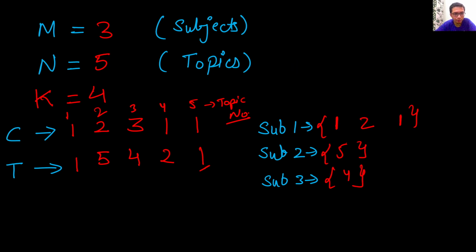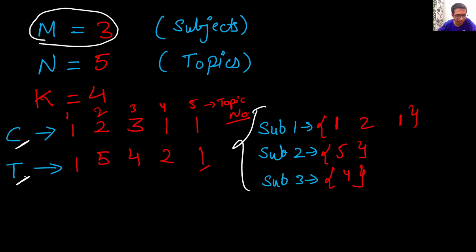So the final approach is, firstly, since we have m number of subjects, I'll create m number of vectors, and using this C array and T array, I'll simply insert these values inside these three vectors, right?